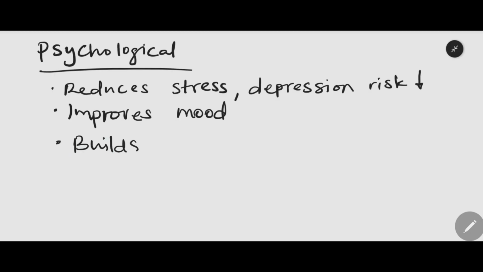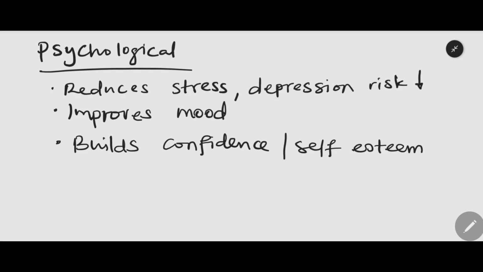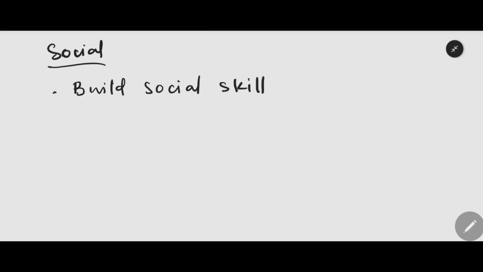And it builds confidence and self-esteem. Now, some social effects of physical activity and exercise can help you to build your social skills. For example, if you're playing in a team sport, you learn to communicate and interact with other people, and that builds your social skills, and it builds your sense of community. And that's really it for social.